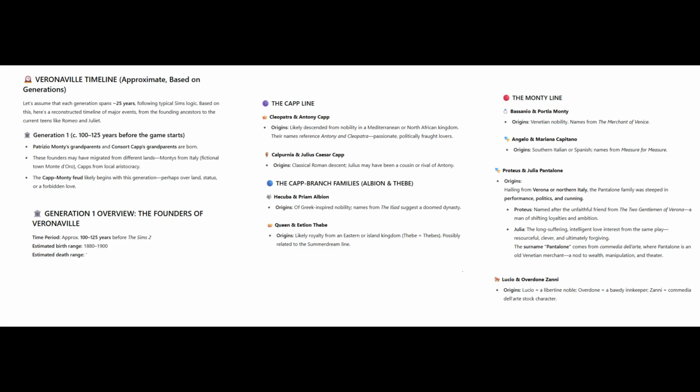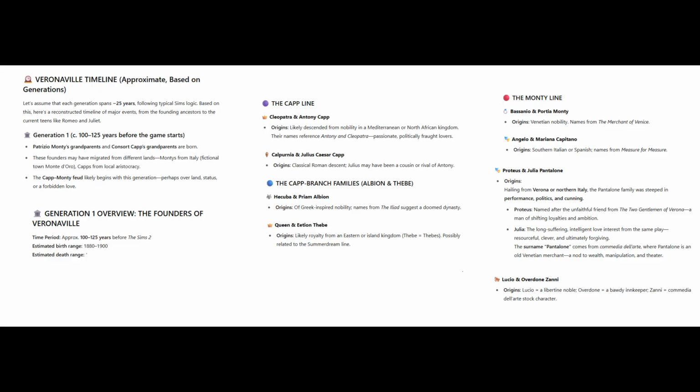These founders may have migrated from different lands: the Montys from Italy, the fictional town Monte d'Oro, and the Capps from local aristocracy. So that technically would be Contessa's lineup, not Consort's, but as you see with the Queen Thief and stuff like that, it could be the thieves as well. The Capps and Montys feud likely begins with this generation, perhaps over land, status, or a forbidden love.